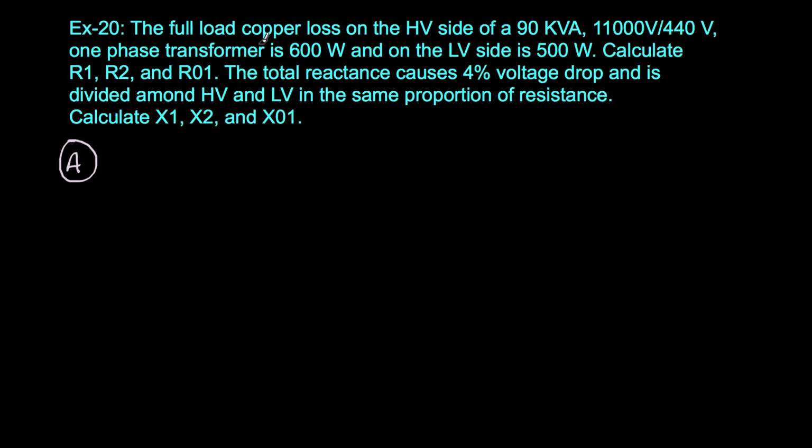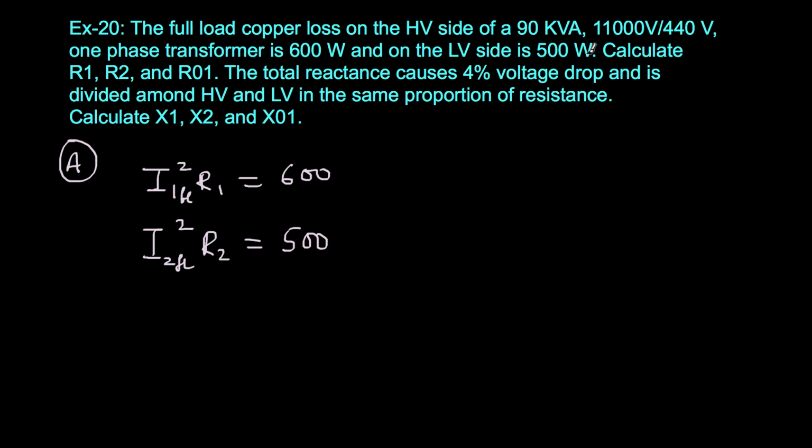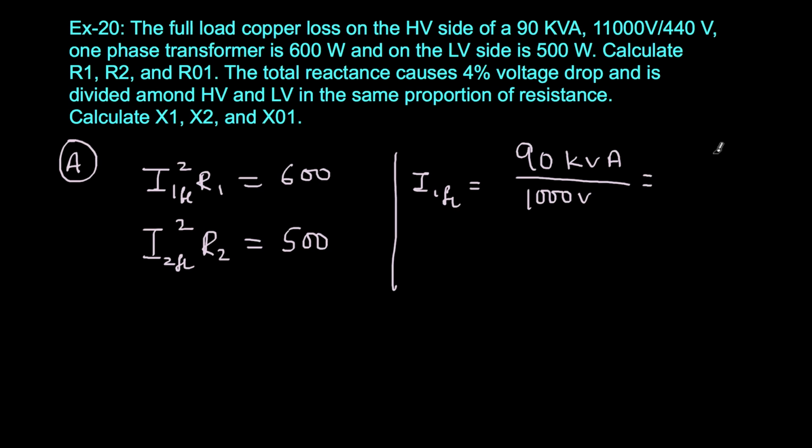So 600 watts is the full load copper loss on the HV side. So I1 square R1 is 600, where I1 is I1 full load. Similarly, I2 full load square R2 is 500 watts. So this is given. But then I can find out the full load currents right away. How can I find the full load current? The rating is given. So I1 full load is the 90 kVA rating divided by 11,000 volts. So this will give me the full load rated current.